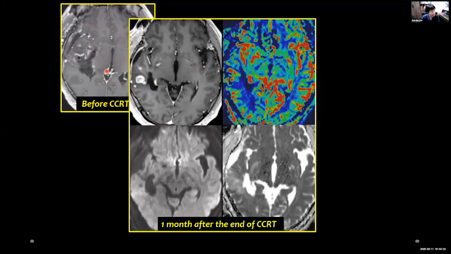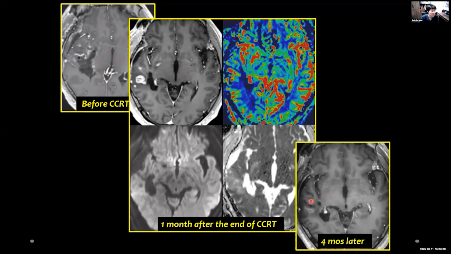So here's an example. Before CCRT, just after the surgery, you can see the surgical cavity at the right temporal lobe without definite measurable enhancing lesion. But 1 month after the end of CCRT, we saw new enhancing lesions at the right temporal lobe, which did not show any significant diffusion restriction or increased CBV relative to the normal appearing white matter. And you can see that the lesions spontaneously resolved 4 months later. So it was compatible with pseudoprogression, and the CBV map at the time of the appearance of the new enhancing lesions was helpful to differentiate pseudoprogression from true progression.